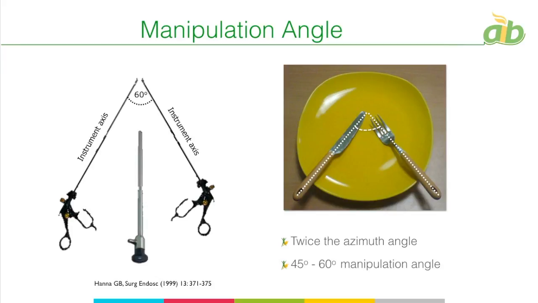Why is this very important? Sometimes we might not be able to get the azimuth angle of 30 on one side, so that can be compensated with a 40 on the other side, but at the end the instruments should meet at a 60-degree manipulation angle to get the best performance. If the angle goes more than 60, you develop fatigue. If the angle goes very narrow, less than 60, up to 45 and below, then your performance will have many more errors.